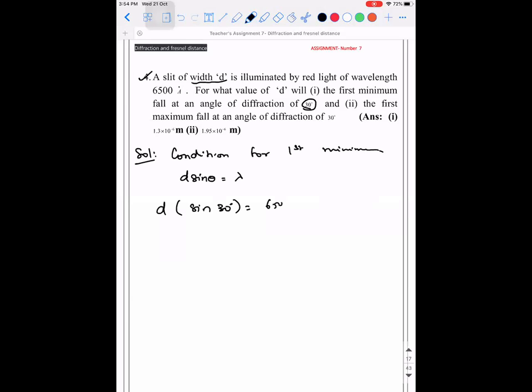Lambda is what, guys? 6,500 into 10 power minus 10 meter. 1 angstrom is 10 power minus 10. So d will be how much? 13,000 into 10 power minus 10 meter, or it will be 1.3 into 10 power minus 6 meter, or 1.3 micrometer.